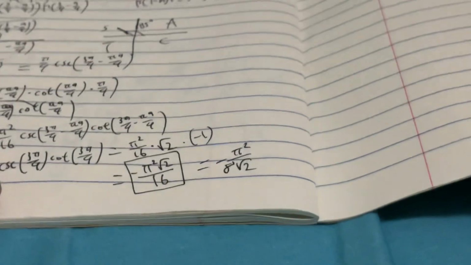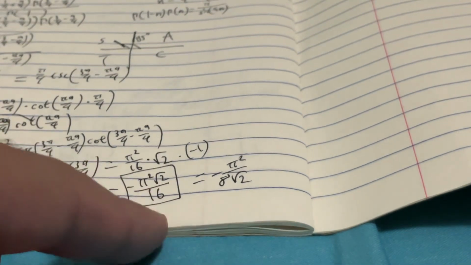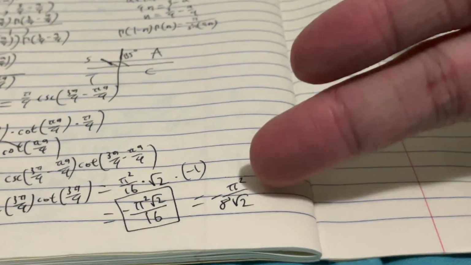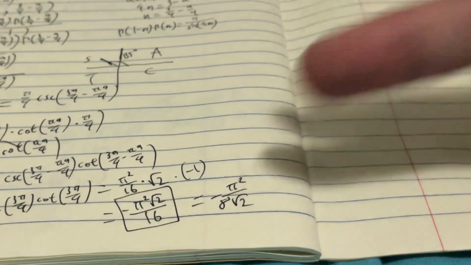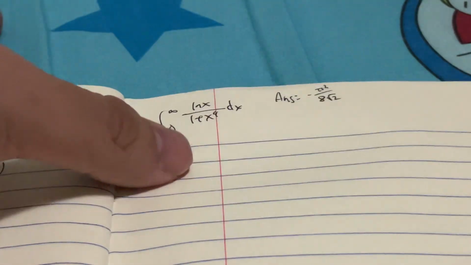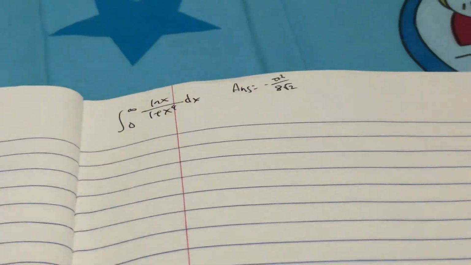From the last video, you can see the result to this integral is equal to negative pi squared times square root of 2 divided by 16. But by my hobby, I always want to write the result as the irrationalized version. I don't like the rationalized version of the result, so I'm going to write the irrationalized result here: negative pi squared divided by 8 times square root of 2, like that.